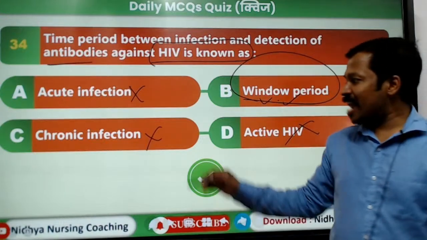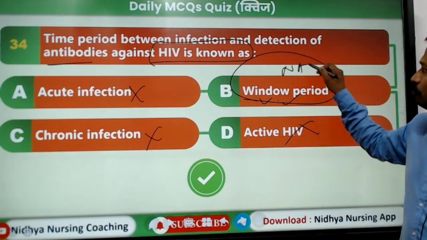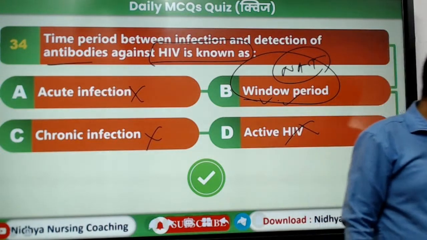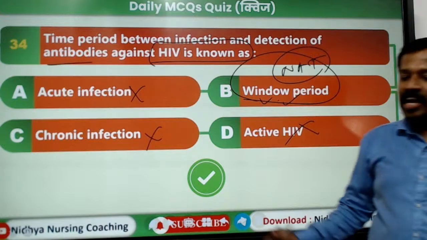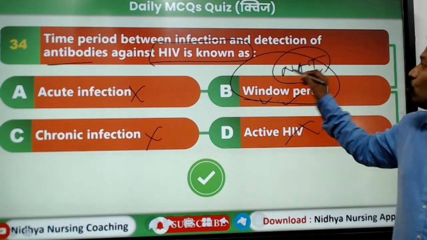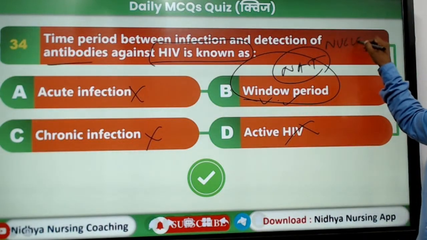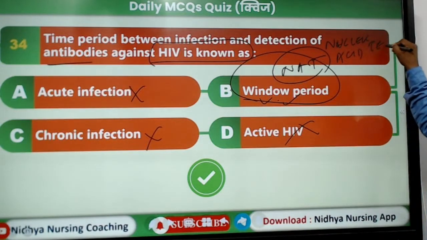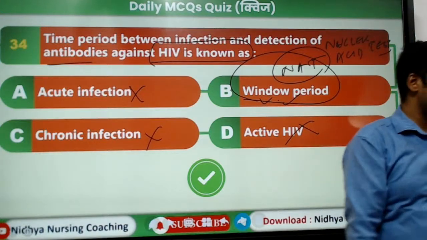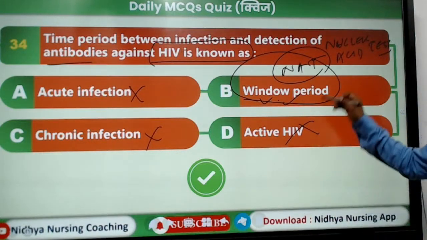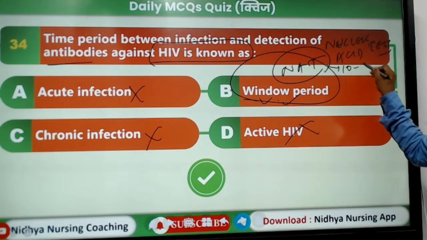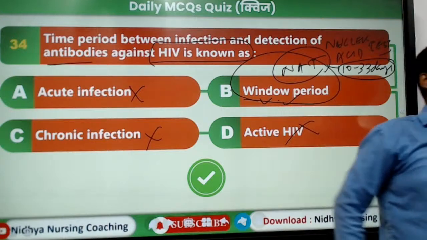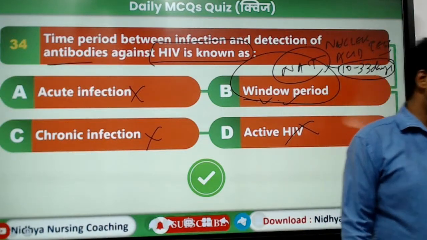First one, NAT test. Nucleic acid test. What is the window period of NAT test? For the NAT test, the window period is 10 to 33 days.